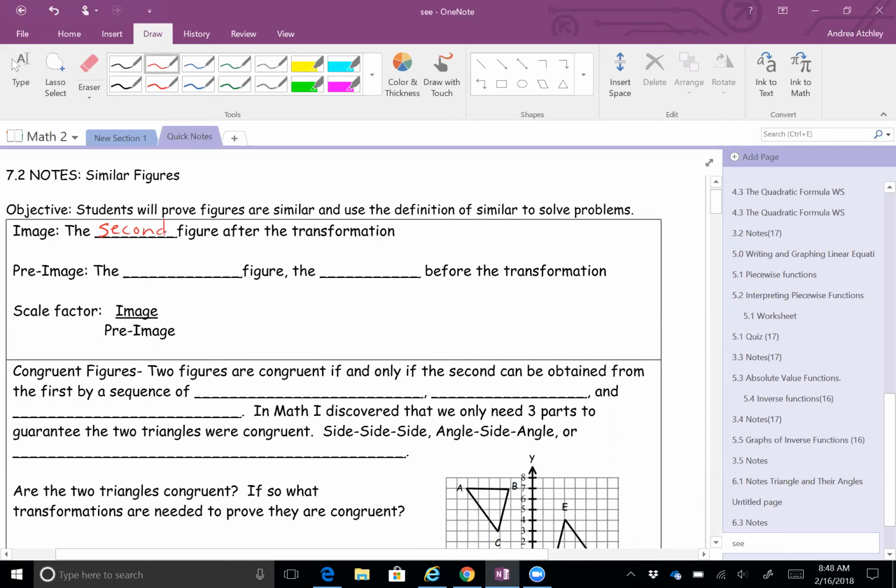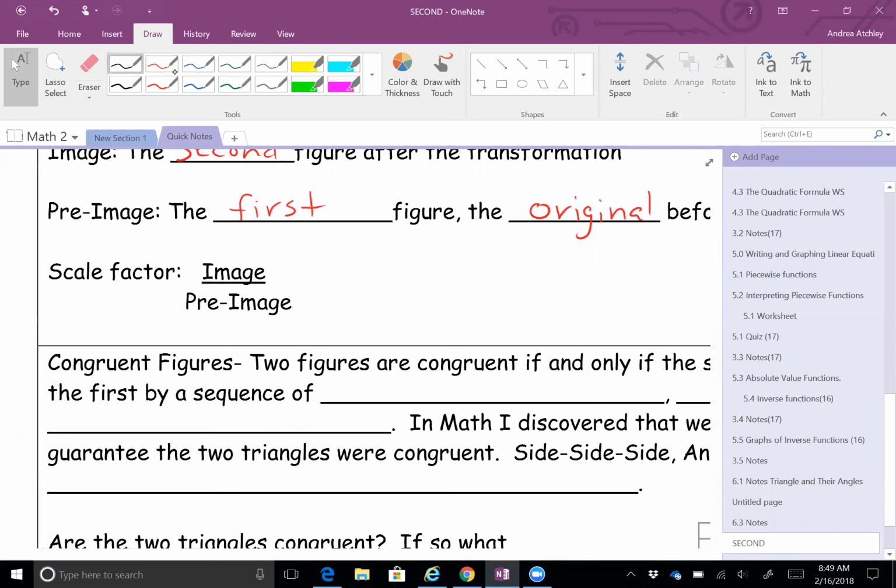The pre-image is our original one, the first figure, the original, before the transformations. Before we transformed it, that's what it started at. And our scale factor is image over pre-image. New over old. Or new over original.